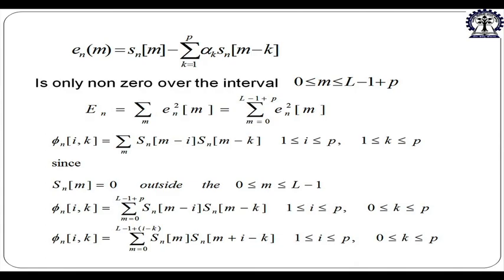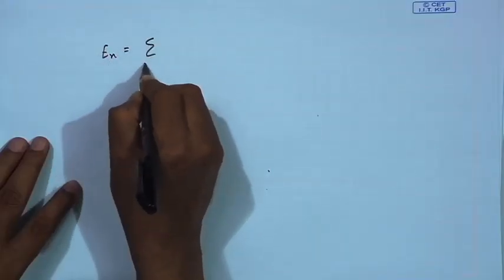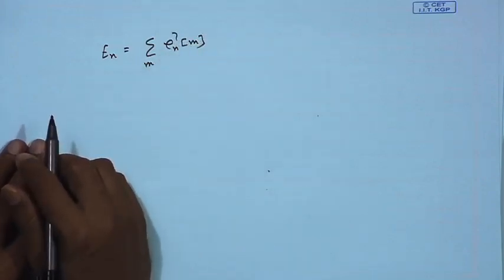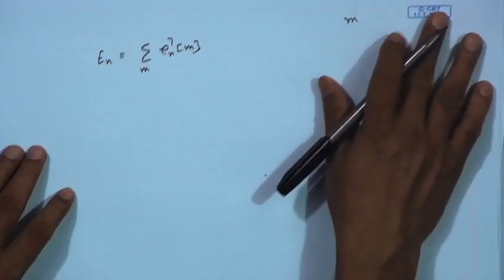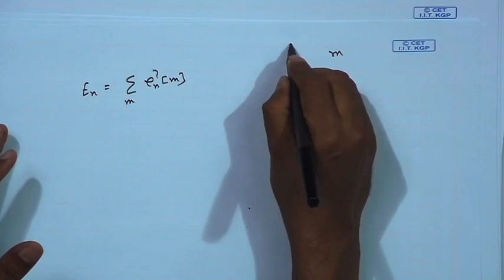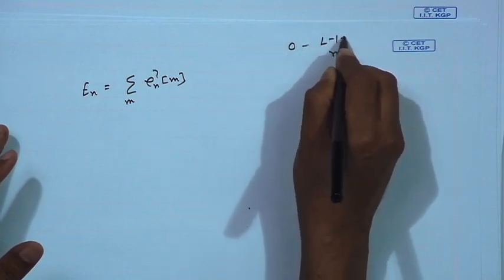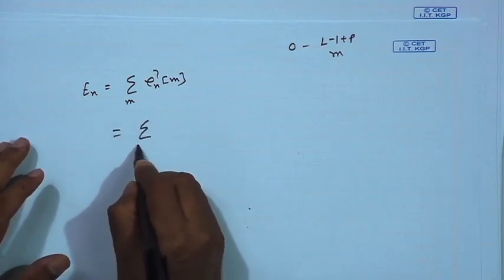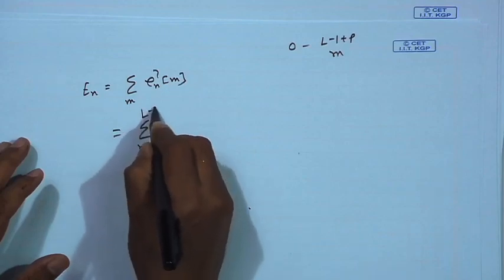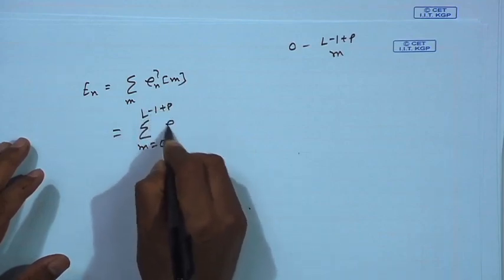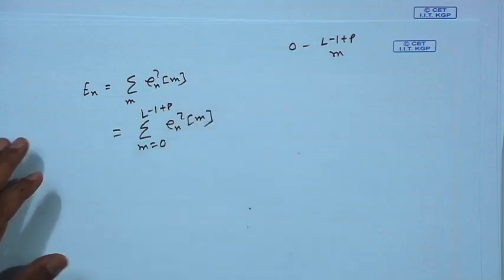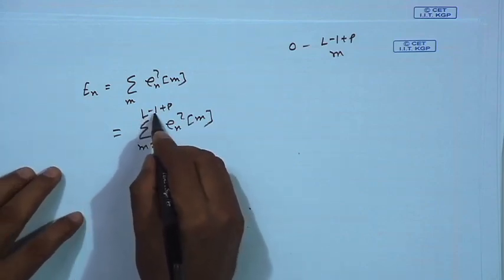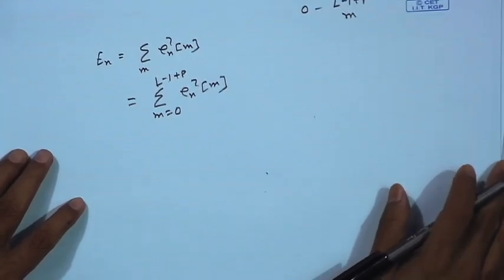So, my equation is E n equal to the sum over m of E n squared of m. Now, if you see, where is the error vicinity? The error can vary from 0 to L minus 1 plus p. So, there is no infinite error series. I can say this varies from m equal to 0 to L minus 1 plus p of E n squared of m. So, there is no infinite signal length. I have a finite signal length over which the error varies.